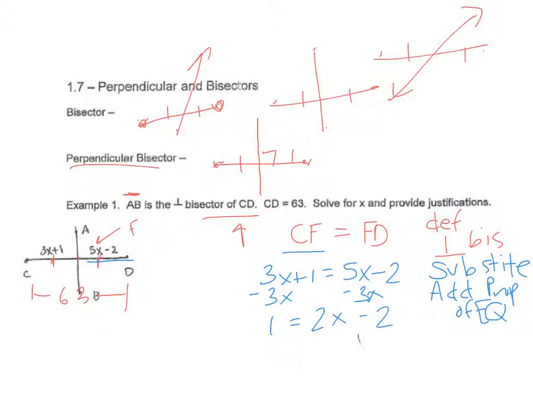So I'm going to add 2 to each side. Again, that's going to be the addition property of equality. It's getting really messy. So I have 3 equals 2x, x equals 3 halves by the division property of equality.